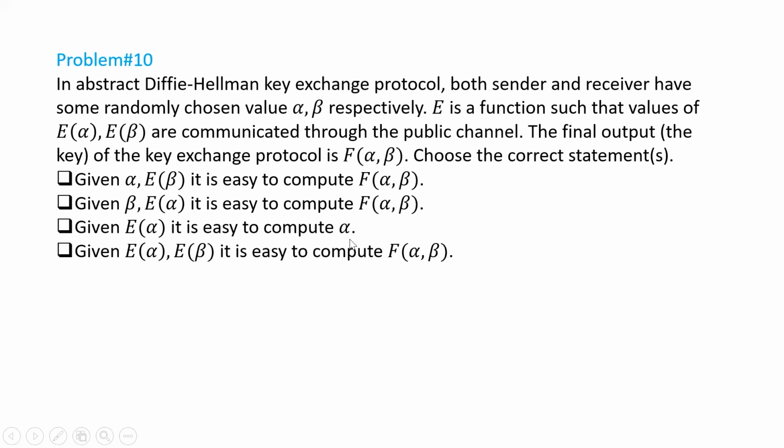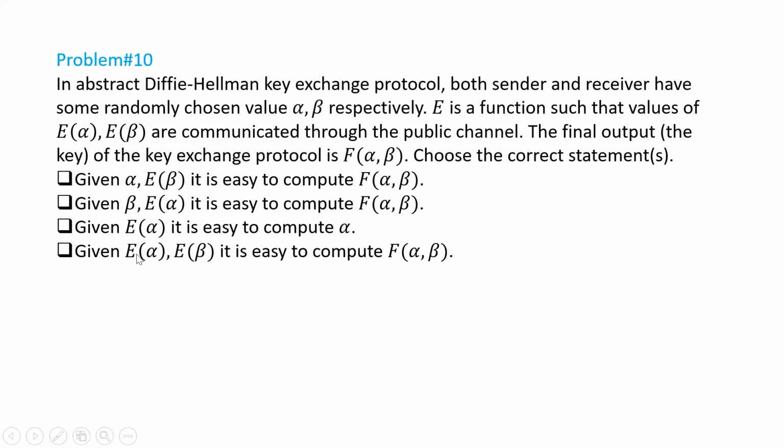Given e of alpha, it is easy to compute alpha. That is not true, because if it were possible to easily compute alpha by seeing e of alpha, then the public transcript seen by the adversary, which contains both e of alpha and e of beta, would let it compute alpha and beta, and it could easily compute f of alpha comma beta, which should not be the case because the scheme has to be secure. So the third option is not correct.